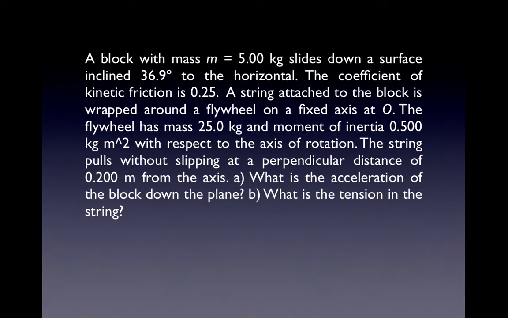A block with mass m equal to 5 kilograms slides down a surface inclined 36.9 degrees to the horizontal. The coefficient of kinetic friction is 0.25. A string attached to the block is wrapped around a flywheel on a fixed axis at O. The flywheel has a mass of 25 kilograms and moment of inertia 0.500 kilogram meters squared with respect to the axis of rotation. The string pulls without slipping at a perpendicular distance of 0.200 meters from the axis.